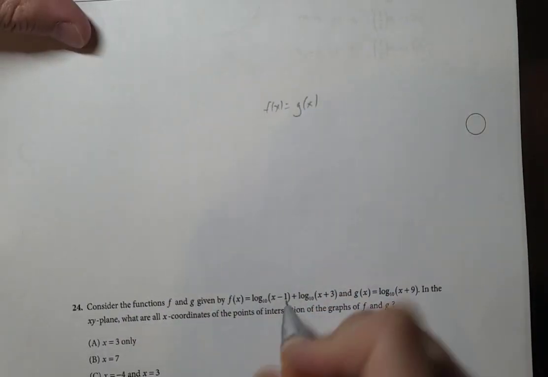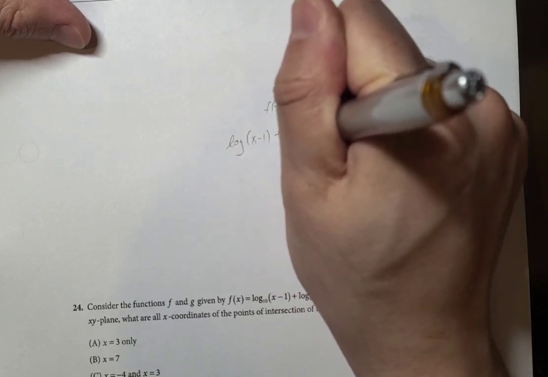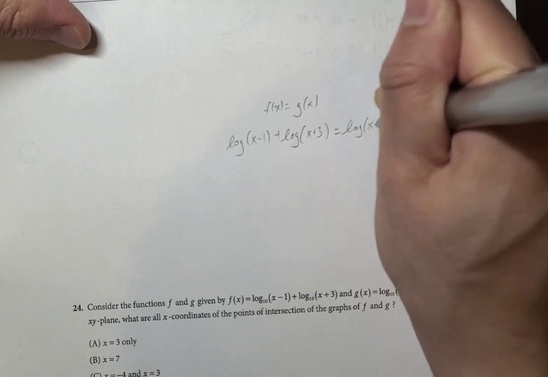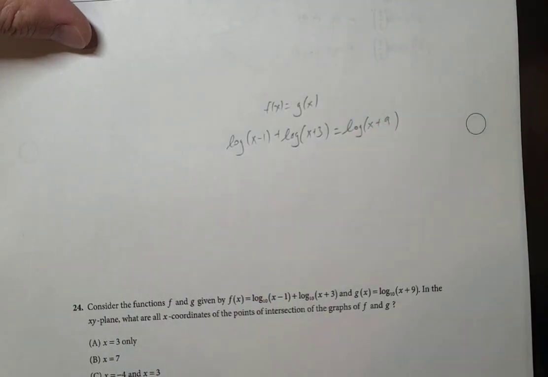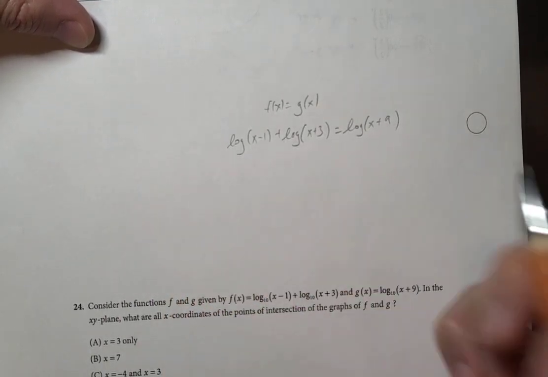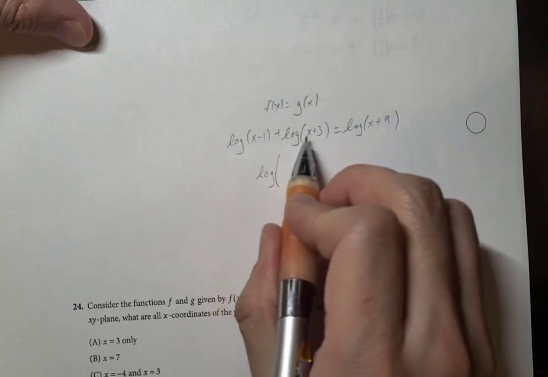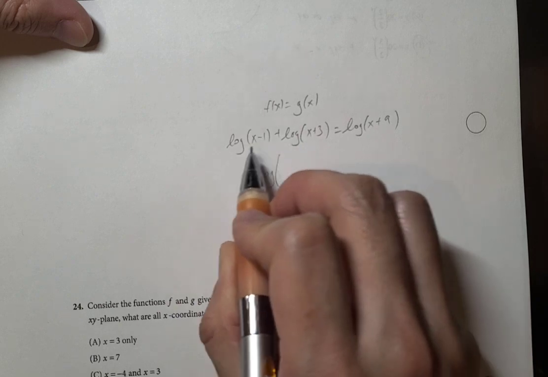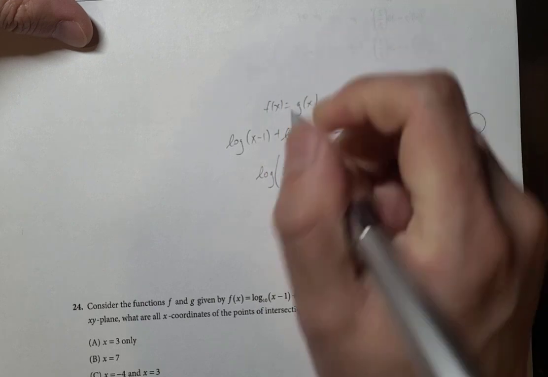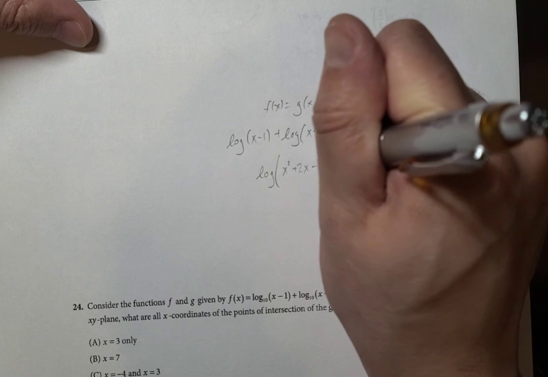Okay, so what's f? Log, I'm going to eliminate the base 10, x minus 1 plus log x plus 3 is equal to log x plus 9. How the heck did we solve this? Well, we can combine these two logs, properties of logs. When we have a sum of two different logs, same base, we can multiply the arguments. So it'll be x squared plus 2x minus 3.